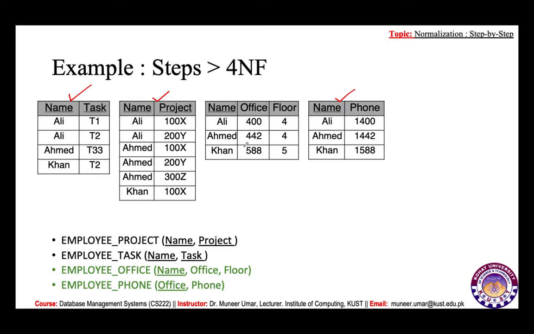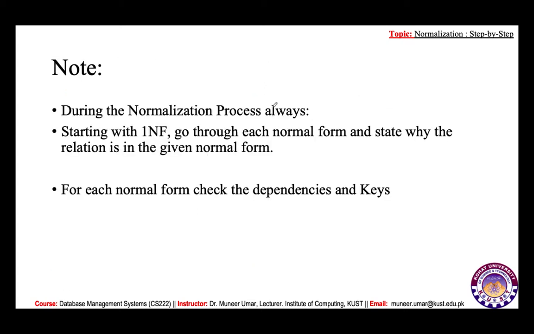We can create two more tables. In one table we will have name, office, and in the second table we will have name, floor, or office, floor, depending on the dependencies. If office is sufficiently determining the floor, or floor is sufficiently determining the office, then we can create a new table for these two attributes.